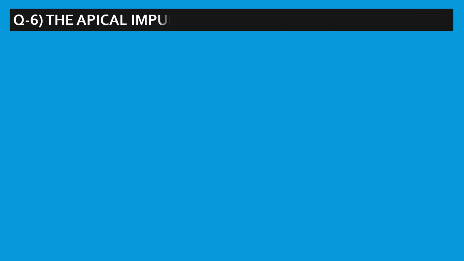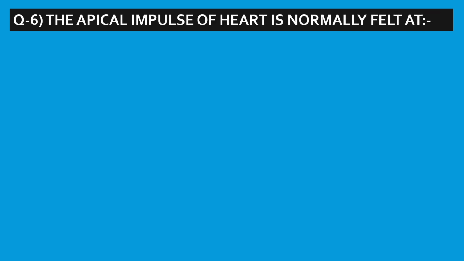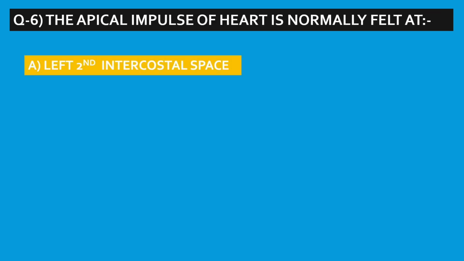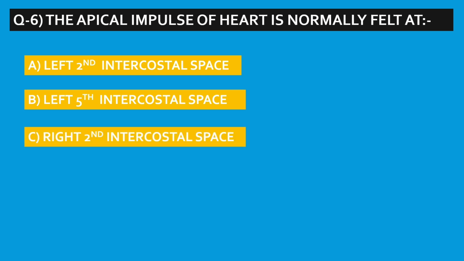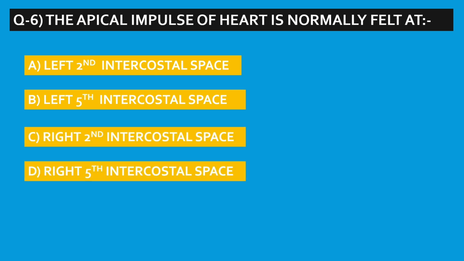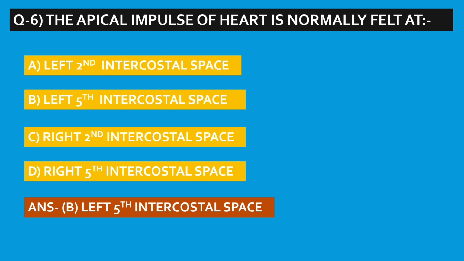Next question. The apical impulse of the heart is normally felt at: option A, left second intercostal space, option B, left fifth intercostal space, option C, right second intercostal space, and option D, right fifth intercostal space. And the correct answer is option B, left fifth intercostal space.